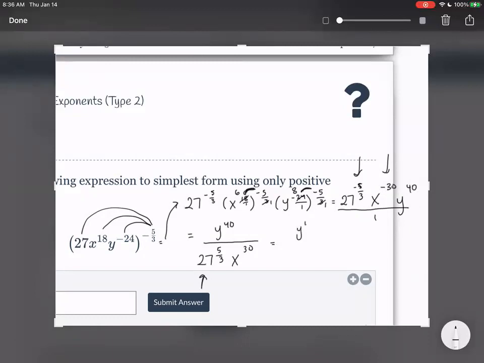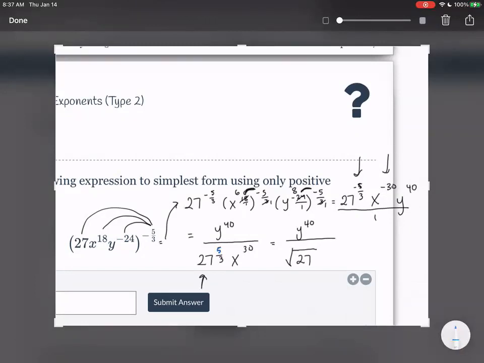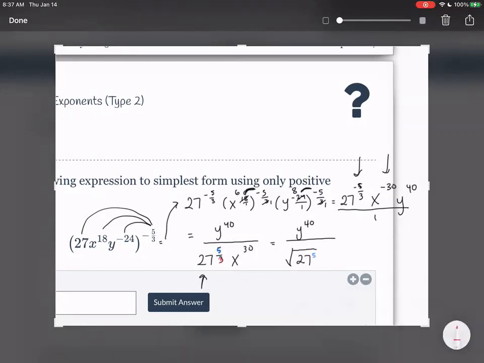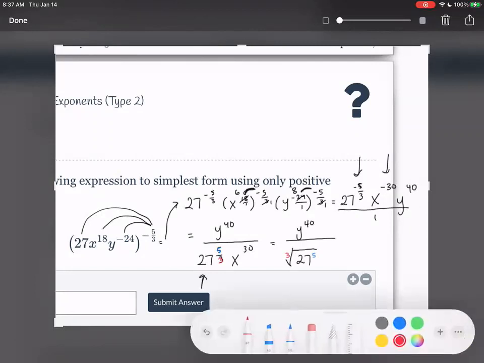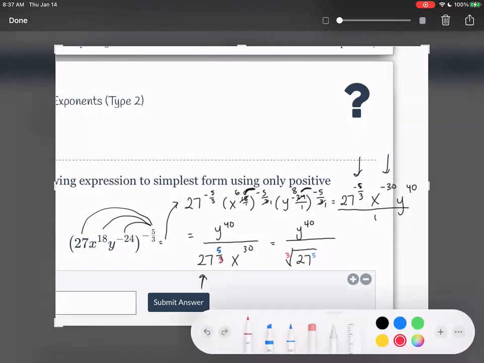So we have y to the power of 40 over, now I'm going to put it in a radical. So we have 27 to the power of 5. And what root are we taking of it? Okay, there we go. We're taking the third root of it. So the third root of 27 to the power of 5. And of course, the x to the power of 30 is still there.